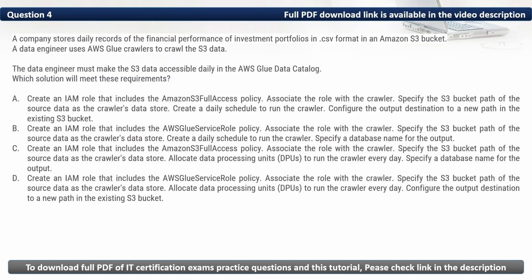Question 4. A company stores daily records of the financial performance of investment portfolios in .csv format in an Amazon S3 bucket. A data engineer uses AWS Glue crawlers to crawl the S3 data. The data engineer must make the S3 data accessible daily in the AWS Glue data catalog. Which solution will meet these requirements?